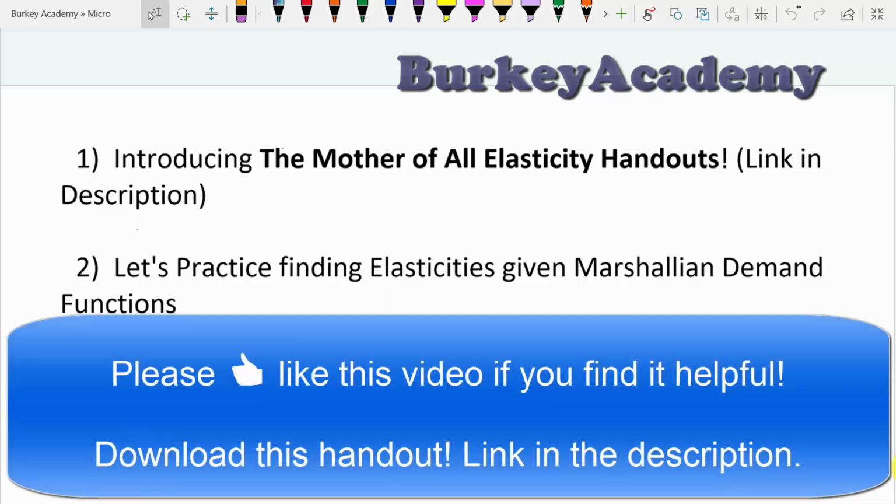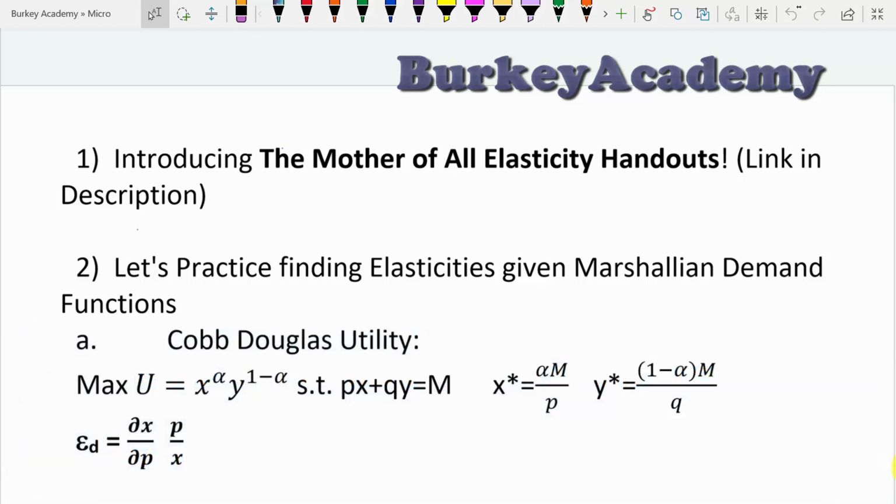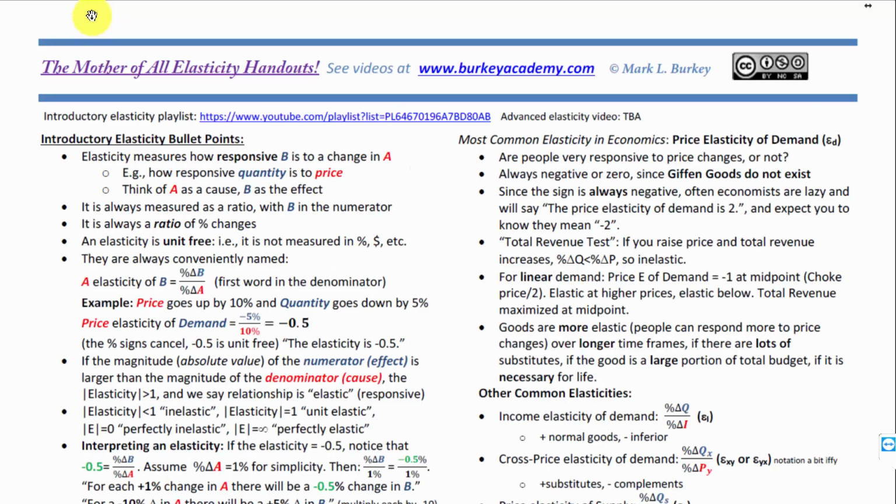Friends, today I'm going to do some advanced elasticity problems on what I call analytical functions, functions without numbers. But first I'm going to introduce something special I'm working on for you guys called the mother of all elasticity handouts. So here's what it looks like so far, and this is definitely a rough draft version here. Kind of taking off of the mother of all consumer theory handouts that I made a couple of years back.